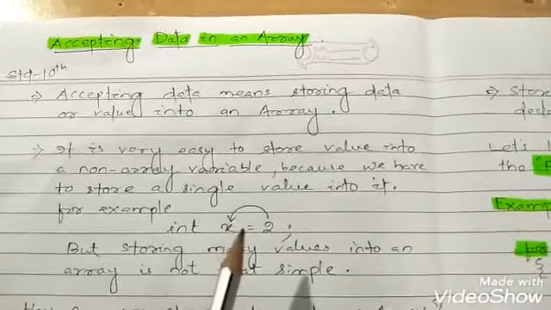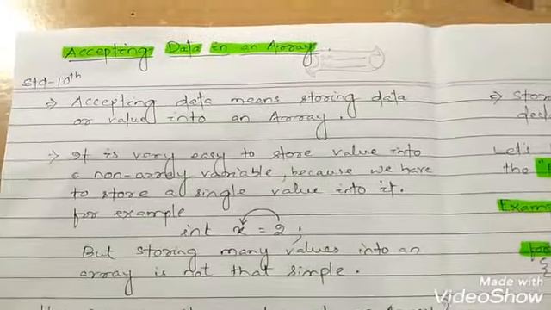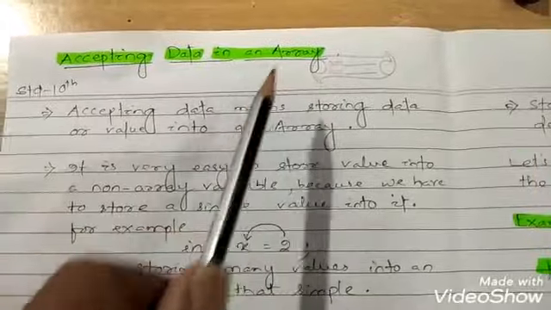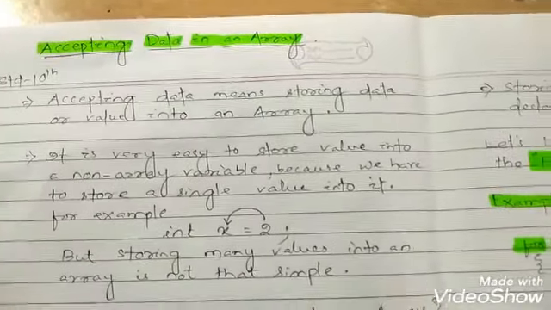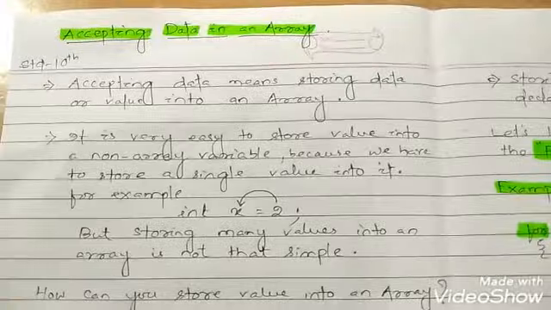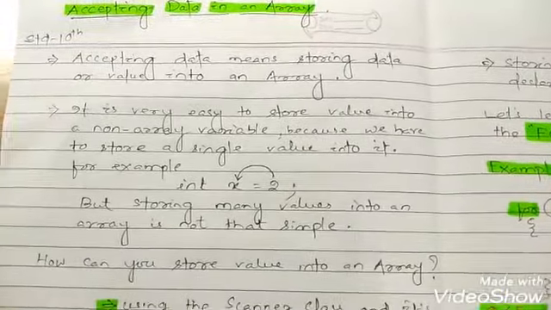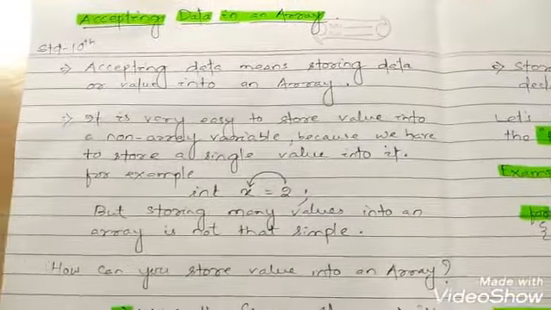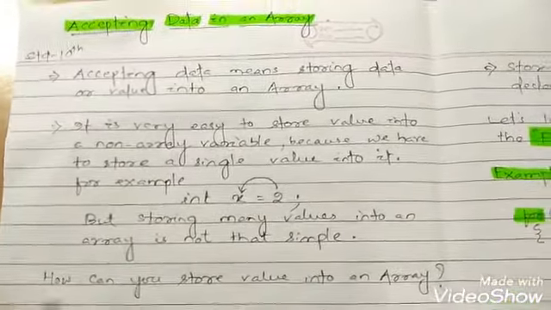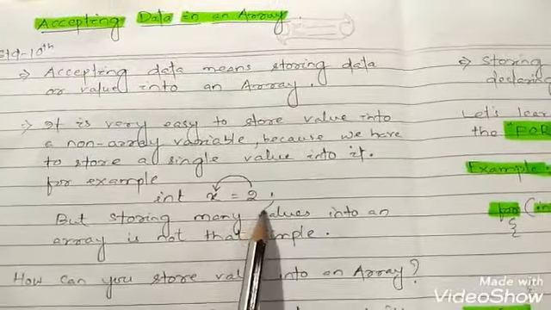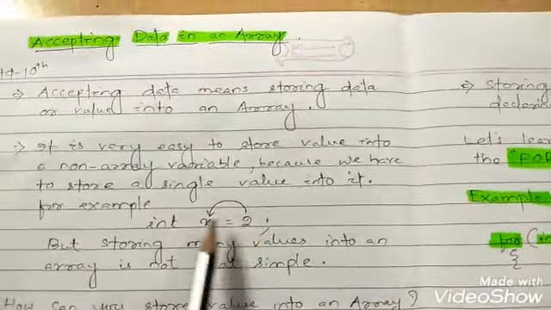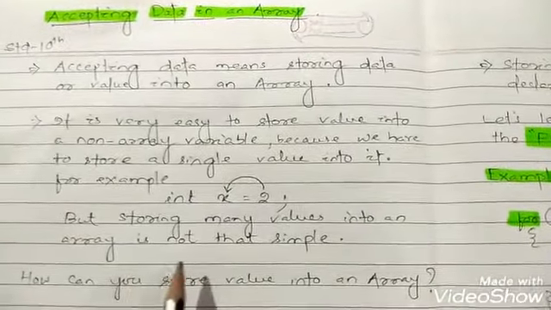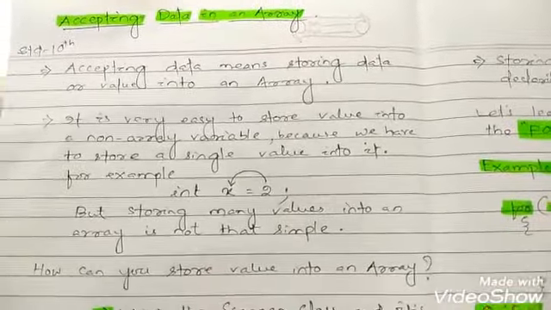How are you going to store data in an array? Today we will be learning only about accepting data in an array. That means how to store data into an array. See, it is very easy to store a value into a non-array variable. Do you know why? Because we have to store a single value into it. For example, let int x equal to 2. It's simple and the work is over. But storing many values into an array is not that simple.